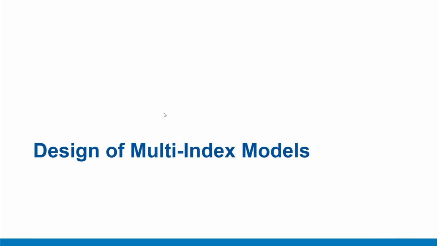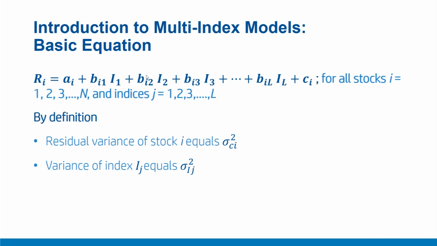Design of multi-index models. In this video, we'll discuss some of the basic definitions, assumptions, and construction of multi-index models. The final general multi-index model can be defined as follows. This equation: Ri equals alpha i or Ai plus Bi1 into I1 plus Bi2 into I2 and so on up till BiL into IL plus Ci, for all stocks i from 1 to n if there are n stocks, and j indices 1, 2, 3 and so on up till L.